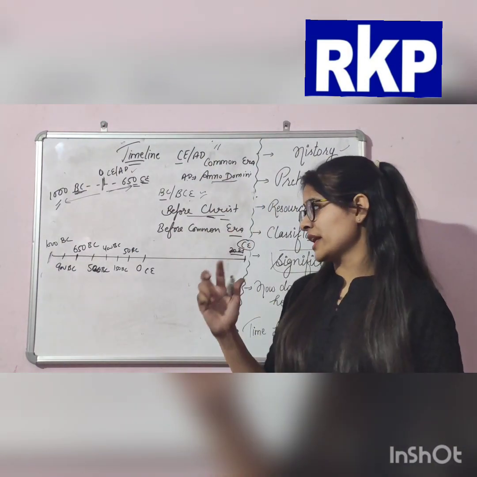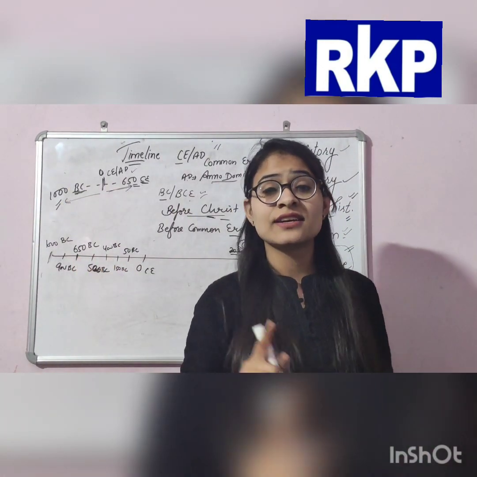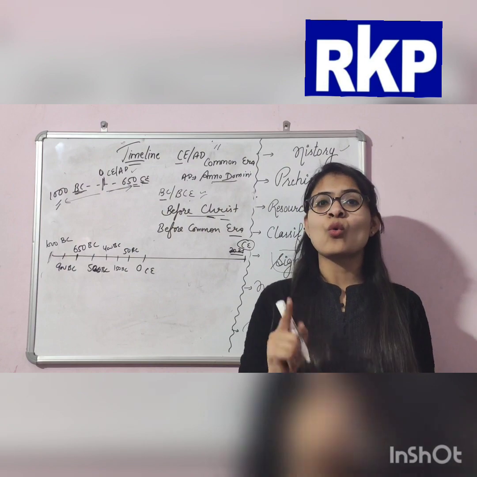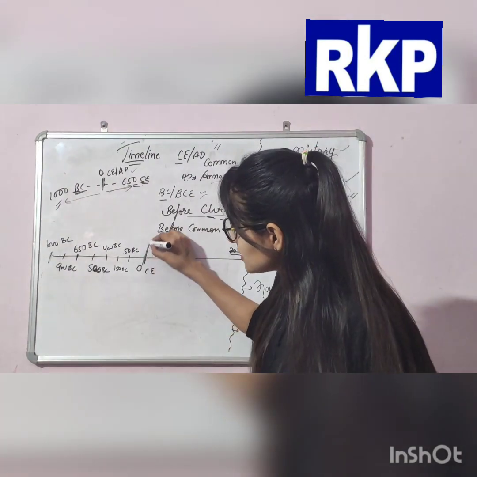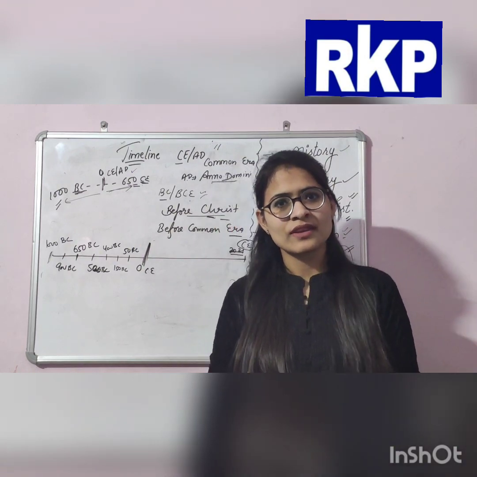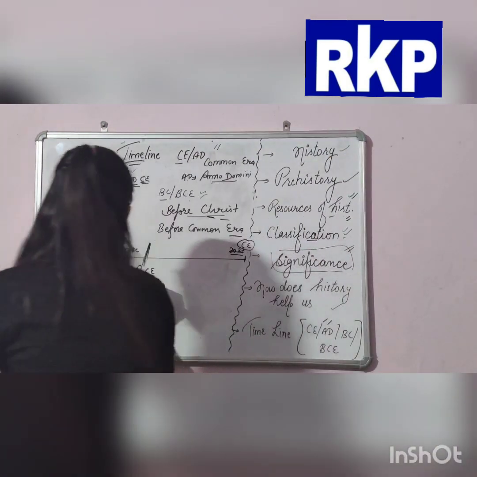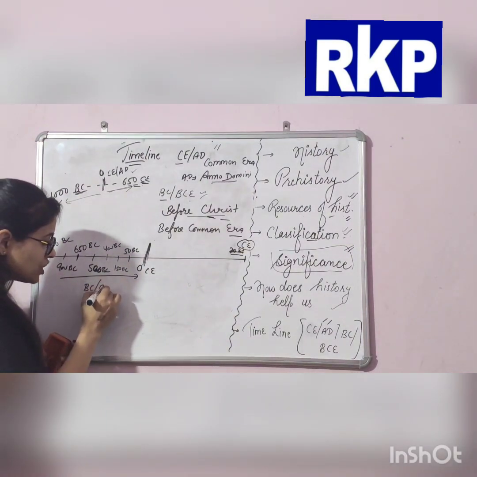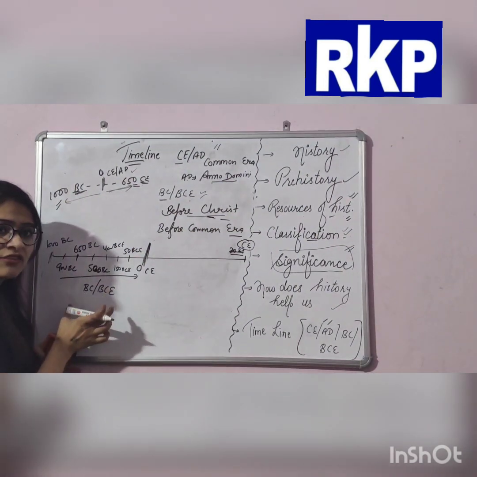So after 10 comes 9, 8, 7, 6, 5, 4, 3, 2, 1, and then 0. Here is 0. Okay, so this was the time period when Jesus Christ was born. Okay, when Jesus Christ took birth. So this time period was in back counting. It is written as BC or BCE. They have the same meaning.